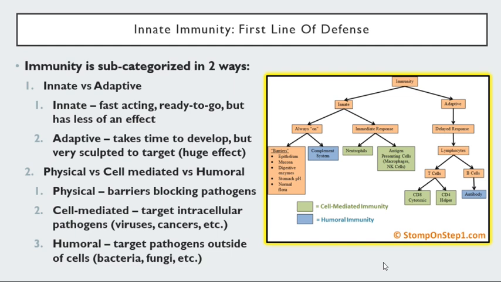All right, so we're going to be talking about innate versus adaptive, and then cell mediated versus humoral versus physical. So this is kind of a nice little chart that summarizes everything. You might have even seen this before, but immunity is generally broken down into innate versus adaptive. Innate being things that are fast acting, ready to go, but have less of an effect on whatever that pathogen or stimulus is. And there's the innate that's always on, and that's like cells that are in your tissues that are ready to go. If you get an infection, it's good to go.